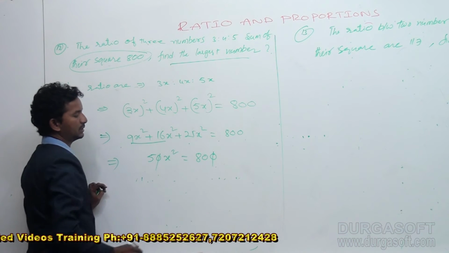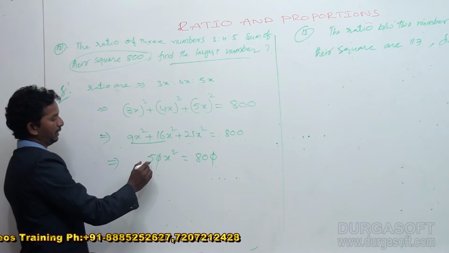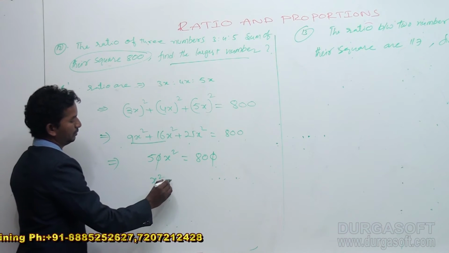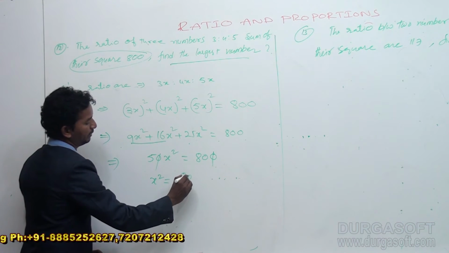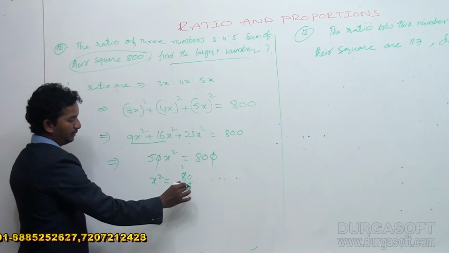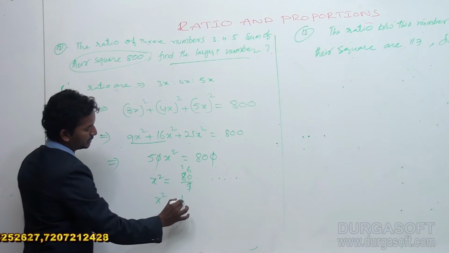The 0 will be cancelled. Now here x square is 80 divided by 5. So 5 ones are 5, again 30, 5 sixes are 30. Now x square is equal to 16.